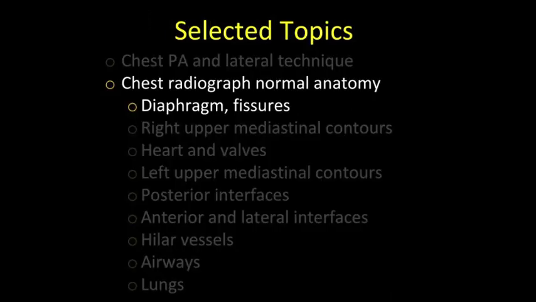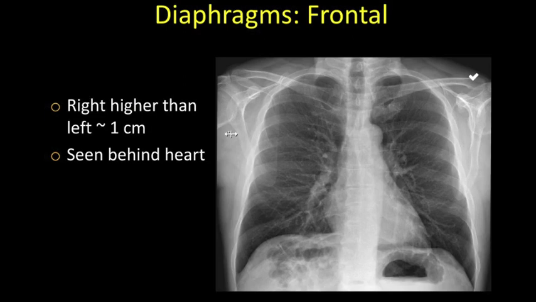So now in terms of diaphragms and fissures. The right hemidiaphragm in general is higher than the left by about a centimeter. The diaphragm should be seen behind the heart and run to the spine, as the diaphragms exist behind the heart and aren't silhouetted in these regions by the soft tissue of the heart.